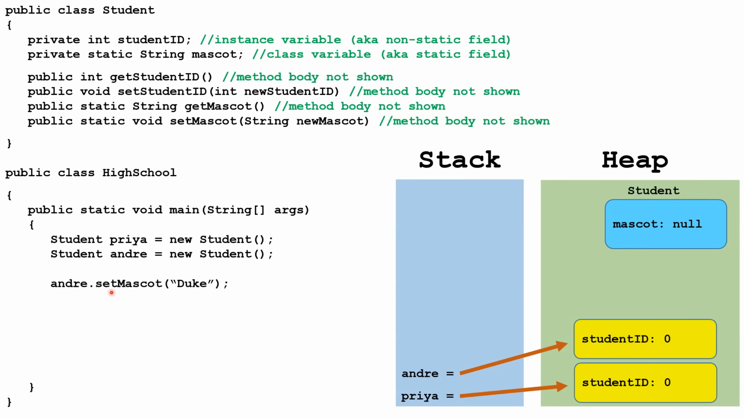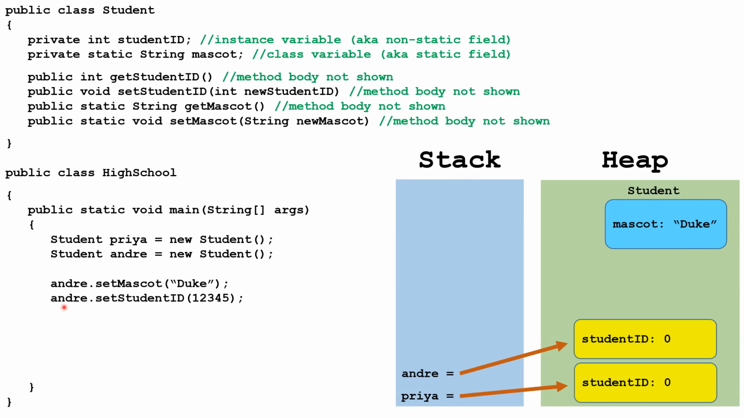Next, we're going to call the setMascot method from the Andre instance variable. Now, setMascot is a static method, so that means we could call it from Andre, we could call it from Priya, or since it's a static method, we could actually call it from the class itself, Student. So we change the value of the mascot field to Duke.